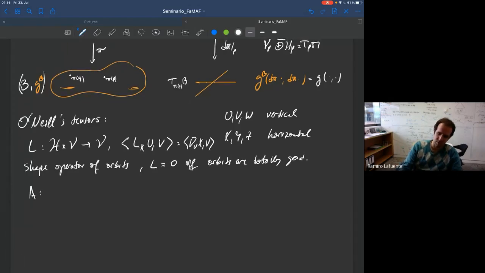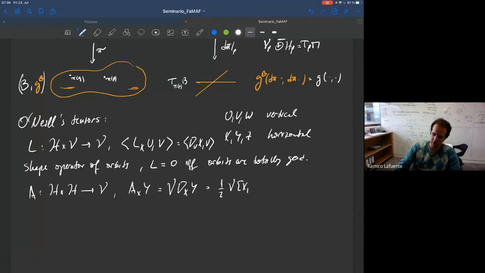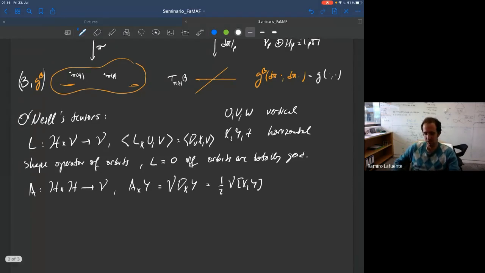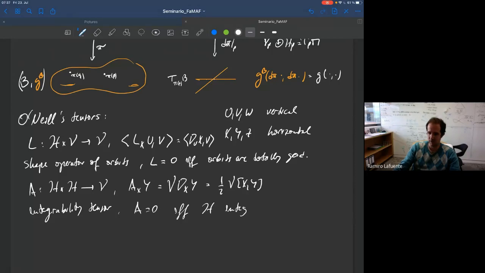And now there's another tensor which is important, which takes two horizontal vector fields and gives a vertical vector field, and this is called the A tensor. So this is a classical notation. And it's defined by, you take the Levi-Civita connection evaluated at x, y, and then project vertically. So it can be shown that this is the same as looking at the Lie bracket and looking at the vertical projection of these two horizontal vector fields. And that's another important tensor, which is called the integrability tensor. And it is zero if and only if the horizontal distribution is integrable. So clearly we're going to be looking at this one later on.